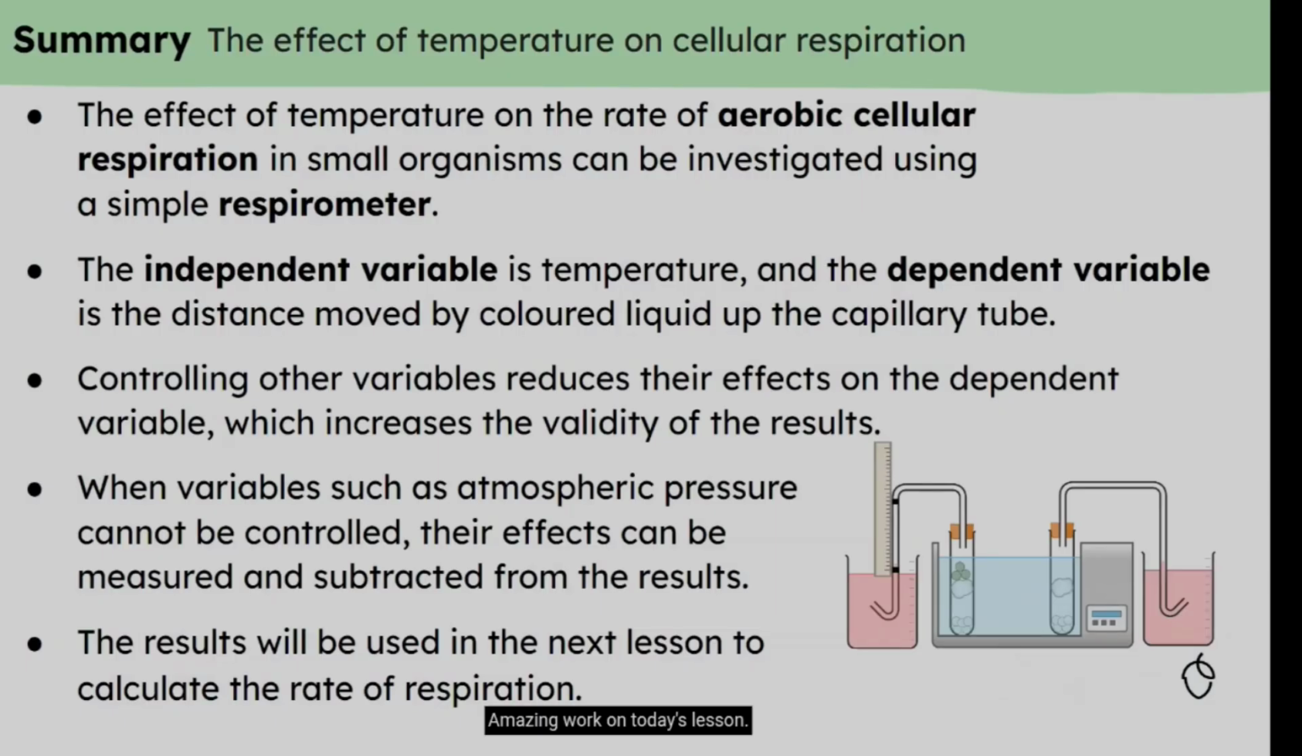Amazing work on today's lesson. Let's summarise what we learnt to help us remember it. The effect of temperature on the rate of aerobic cellular respiration in small organisms can be investigated using a simple respirometer. The independent variable is the temperature and the dependent variable is the distance moved by the coloured liquid up the capillary tube. Controlling other variables reduces their effects on the dependent variable, which increases the validity of the results. When variables such as atmospheric pressure cannot be controlled, their effects can be measured and subtracted from the results. The results will be used in the next lesson to calculate the rate of respiration.